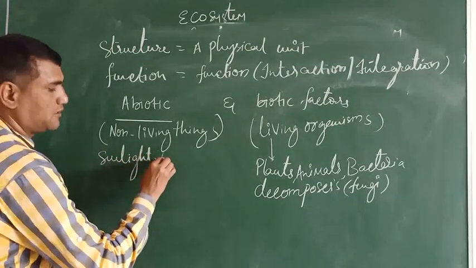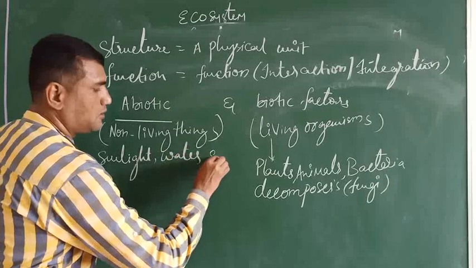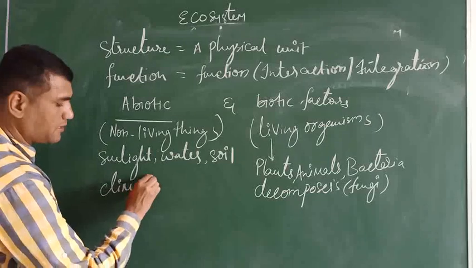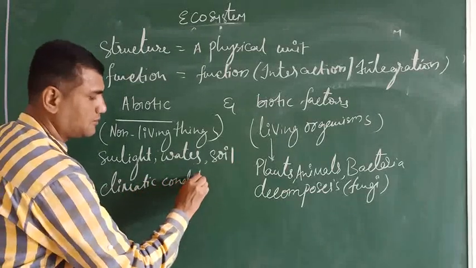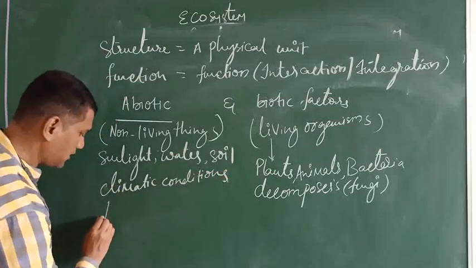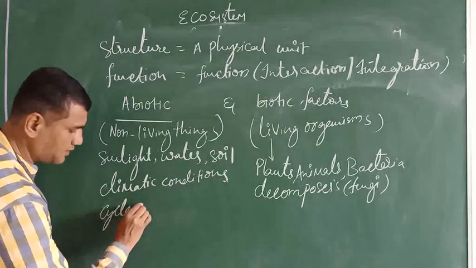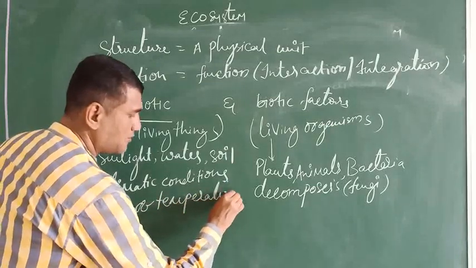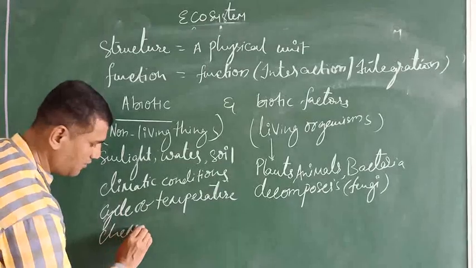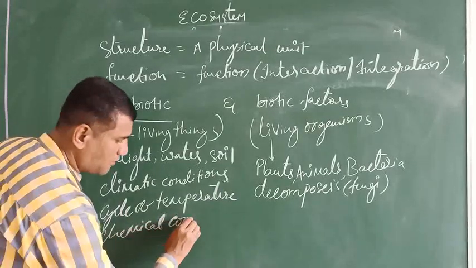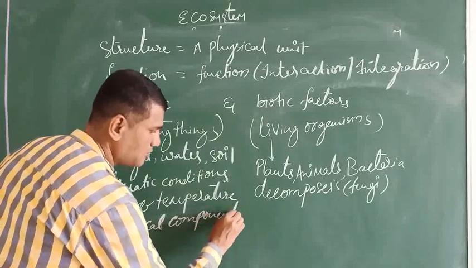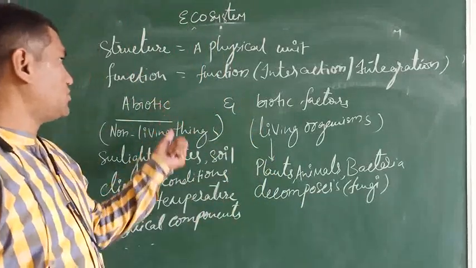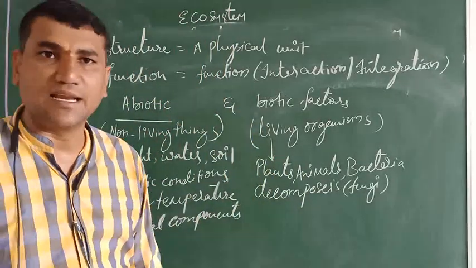Coming on to the abiotic factors: sunlight, water, soil, climatic conditions, cycle of temperature, chemical components. So this is how the categorization is done and how they are interlinked.